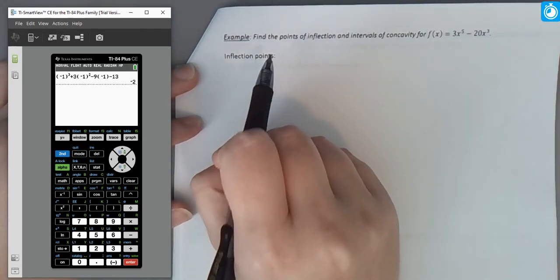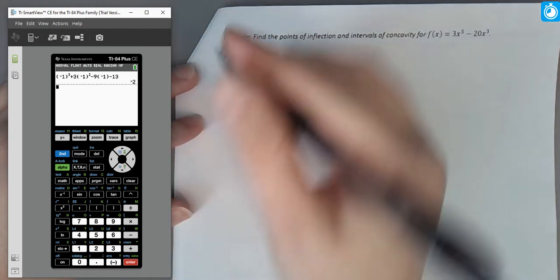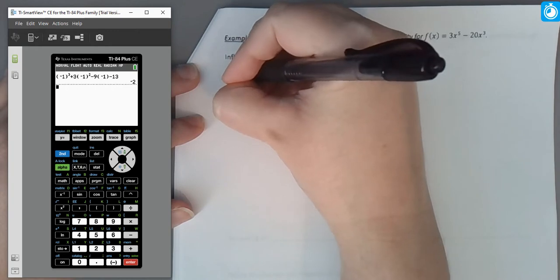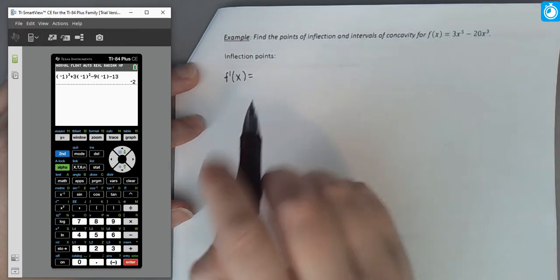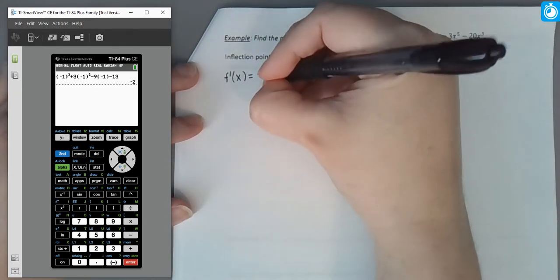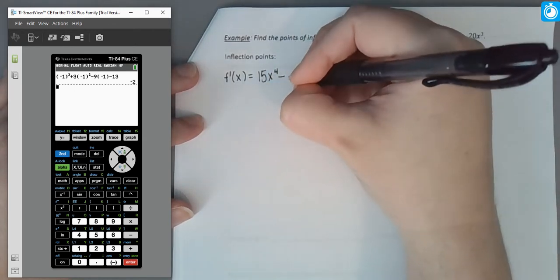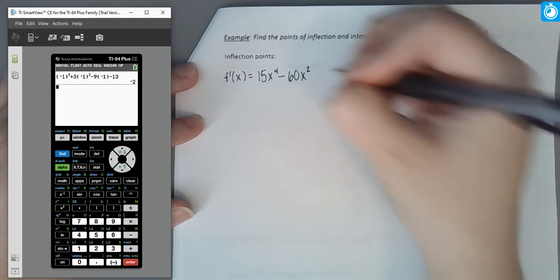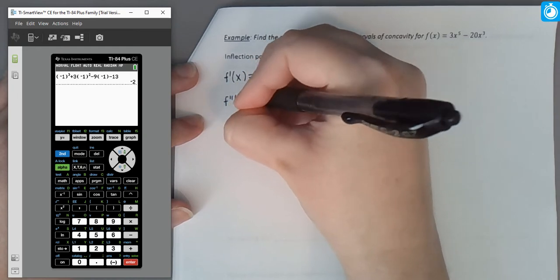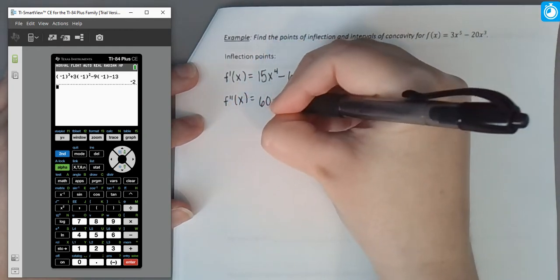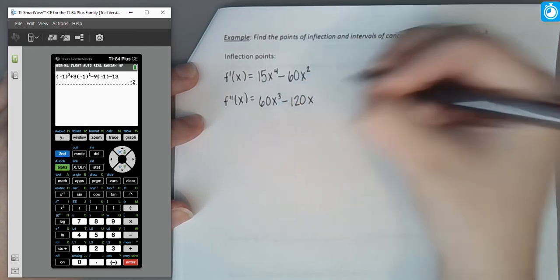We want to find its inflection points, the points where the concavity changes, concave up to concave down, or vice versa. So in order to find the locations where our concavity changes, we need to find the second derivative, but we've got to find the first derivative first. So that's going to be 15x to the 4th power minus 60x squared. And then if we differentiate again, we have 60x cubed minus 120x.